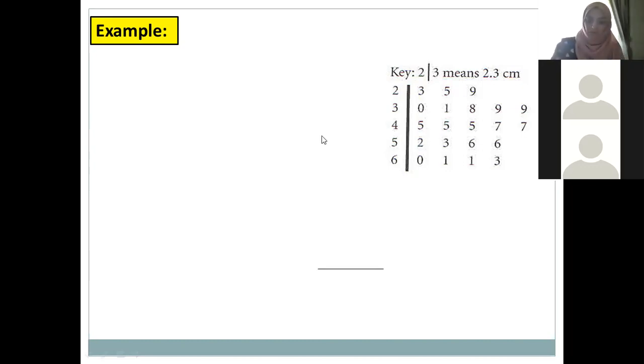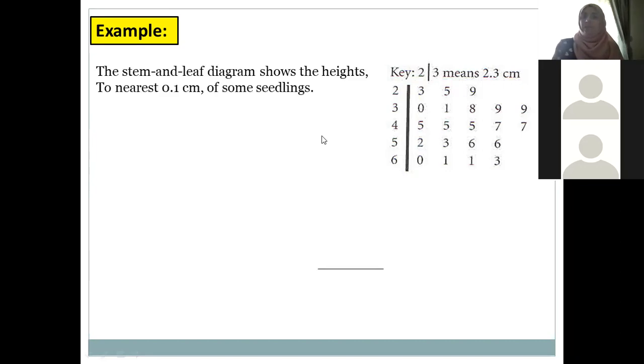Here we are. So this is the stem and leaf talking about heights to the nearest 1 centimeter. That means these data are rounded to the nearest 1 decimal place. How many seedlings did we measure? You might ask yourself, oh teacher, do we count the stems too, or do we just count the leaves? We count the leaves.